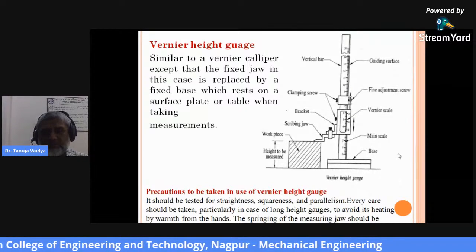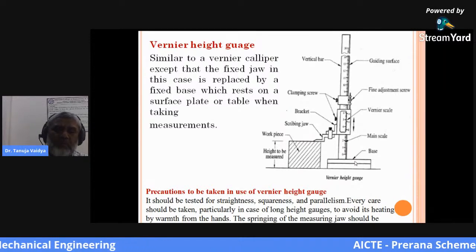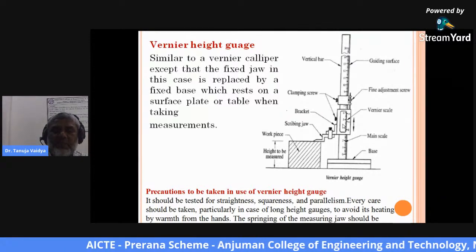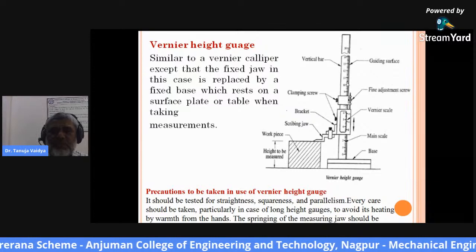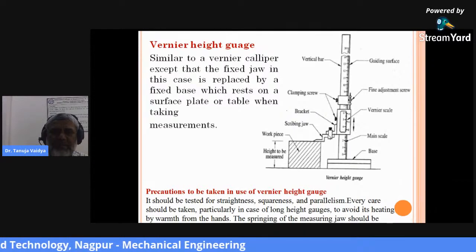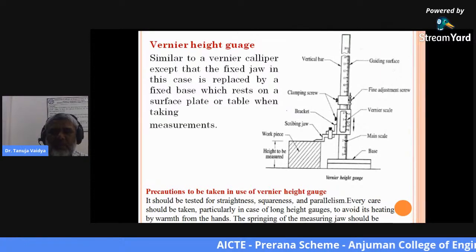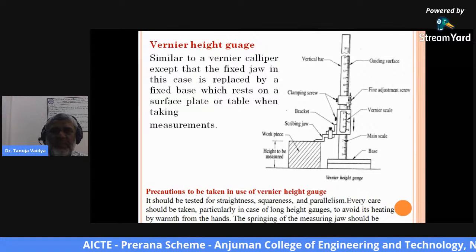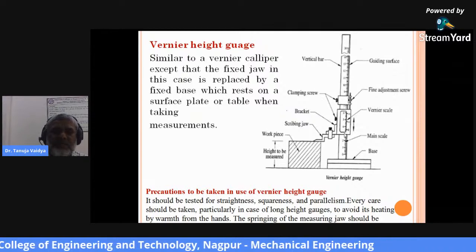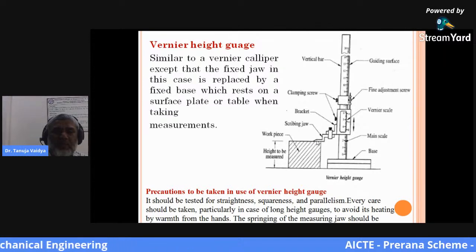This is the base of the height gauge. If you remove the fixed jaw of the vernier, then this is the base of the height gauge. This is the main scale, and it also works as the guiding surface. This one is the vernier scale. This is the bracket, this is the scribing jaw, and on the main scale this vernier scale slides, and these are the screws for fine adjustments. As the vernier scale slides on this, you will be able to get the reading or the height of the part to be measured with the help of this scribing jaw.